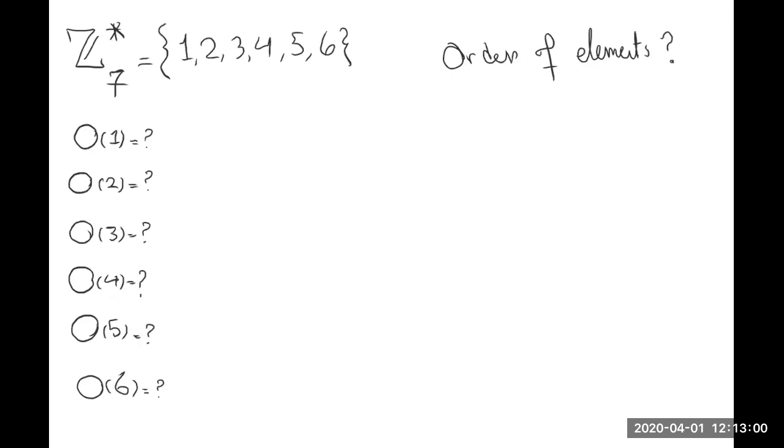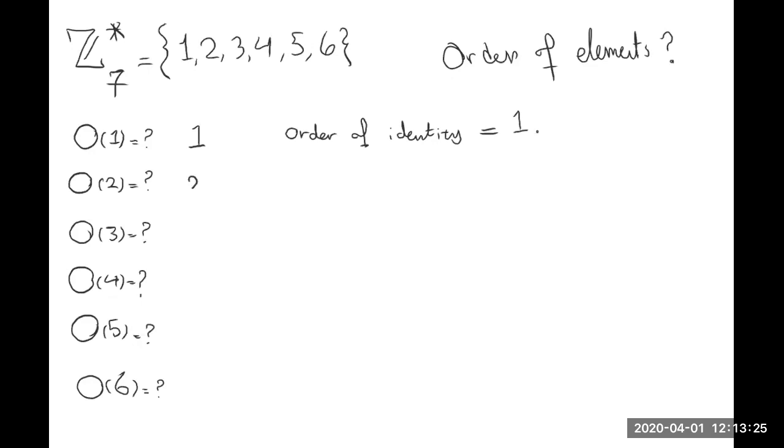So the order of 1 is just 1, because we don't need to multiply it by itself to get to 1. It is just 1. So order of 1 is equal to 1. That's always the thing: the order of the identity is always equal to 1, right?